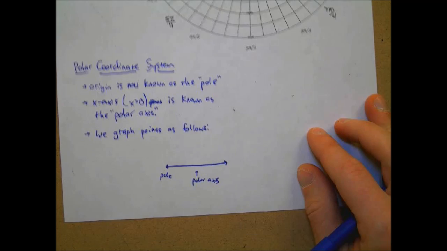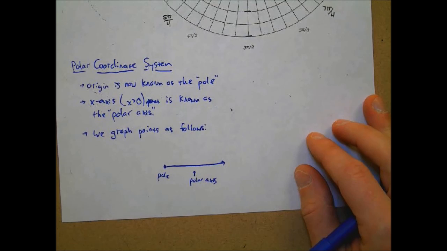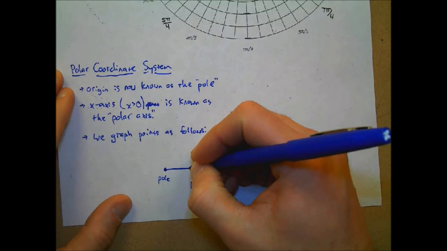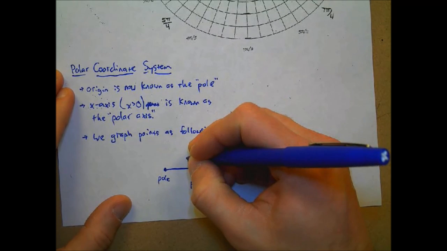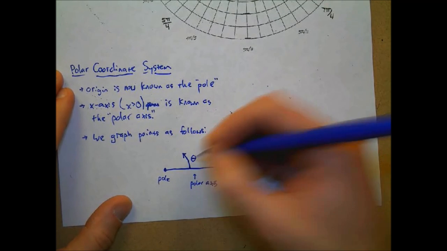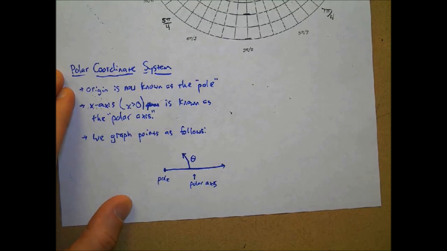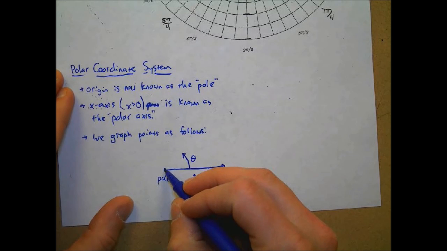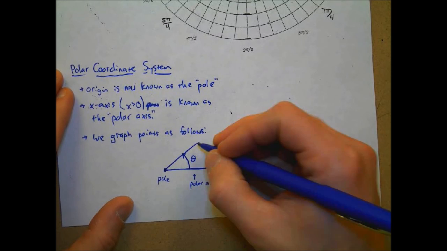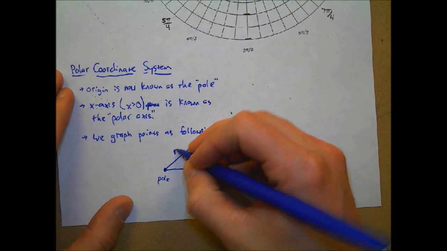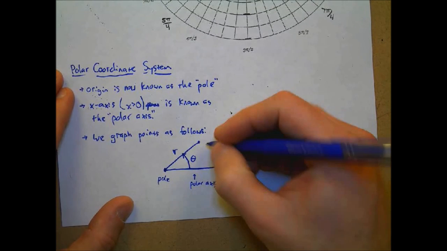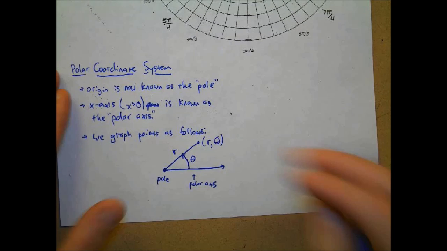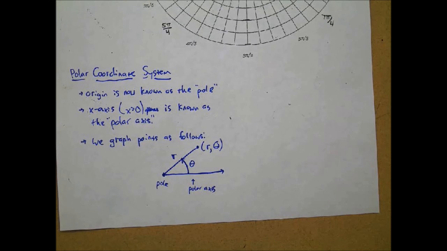And then here's where the numbers come in. From the polar axis, we are going to rotate a certain angle theta. And then from the pole, we are going to move out a certain distance, r. And so our coordinates will be r comma theta.